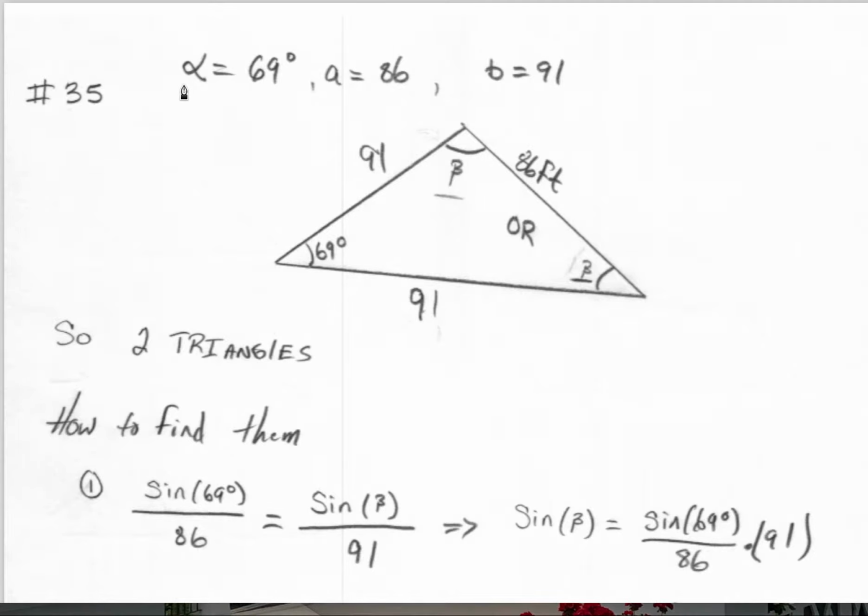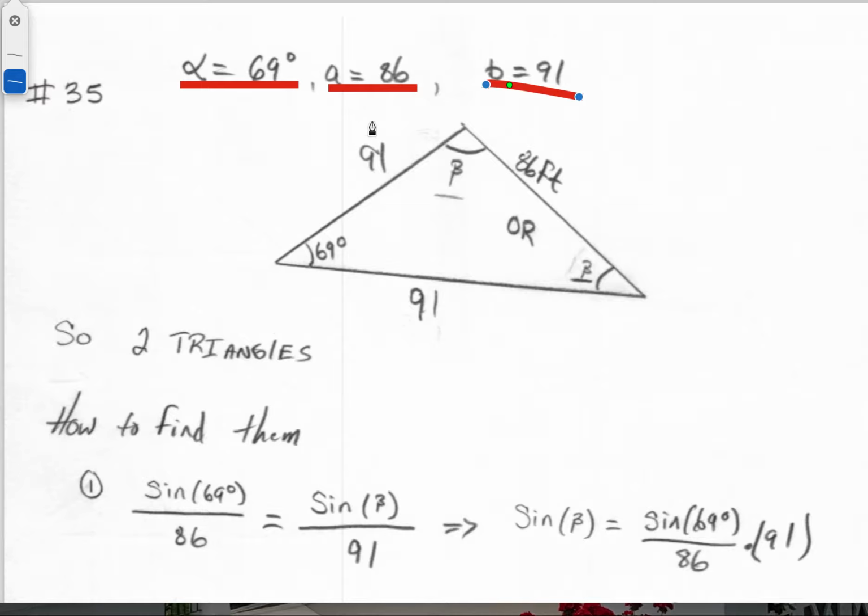In question 35, they give us an angle alpha, 69 degrees, and then they give me side A, opposite of alpha, is 86 feet, and they give me side B, which is somewhere on the triangle, and that's going to be 91 feet. So what I do first is I draw this generic triangle, and I label 69 degrees for alpha, and then opposite of that I have to put 86. That's what they told me in the problem.